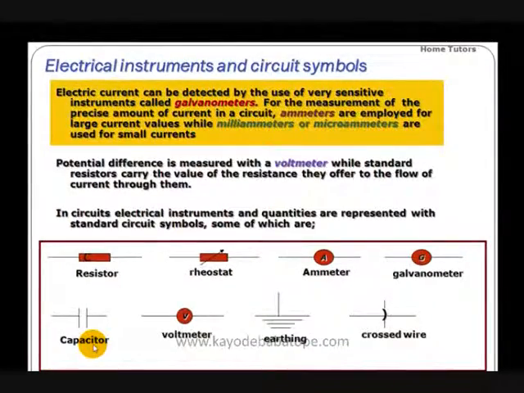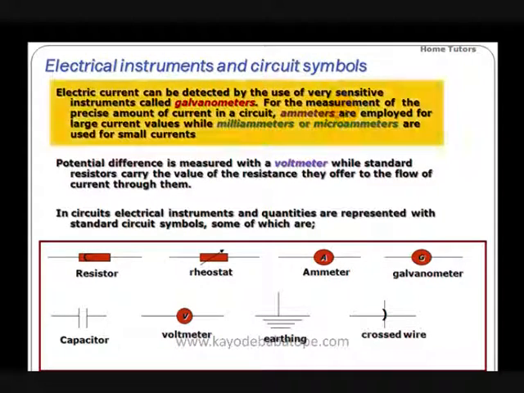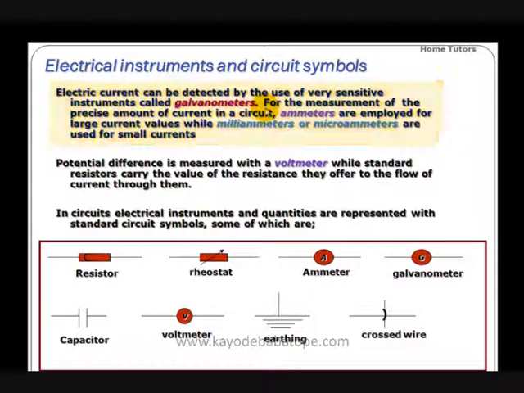Electric current can be detected by the use of very sensitive instruments called galvanometers. Remember, we said that earlier. Electric current can be detected with the use of galvanometers. However, for the measurement of the precise amount of current, we use an ammeter. All right?